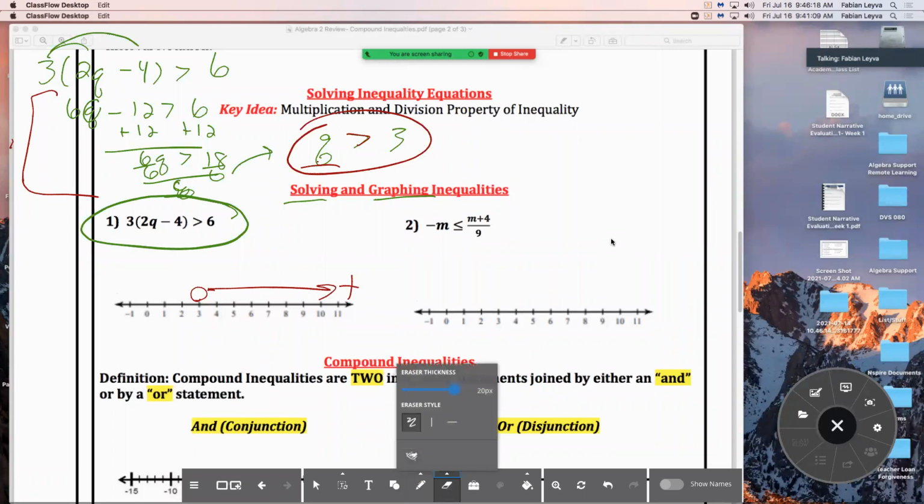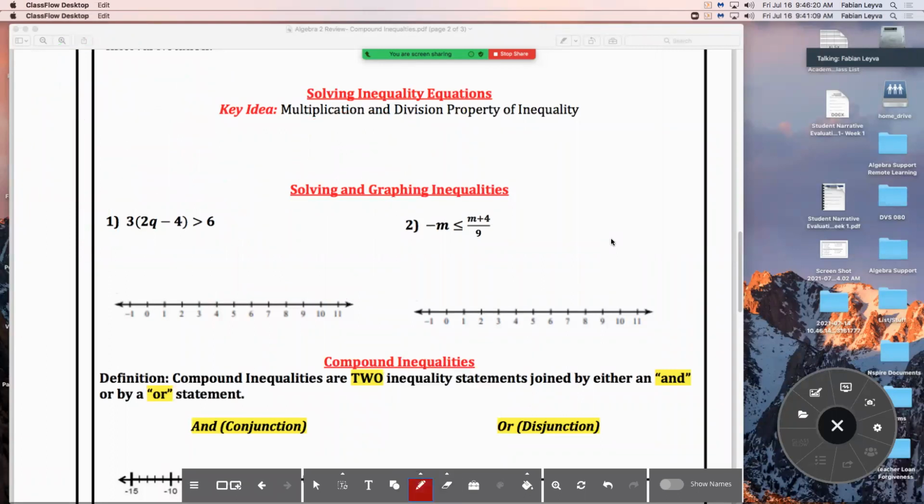All right, so I'm going to go ahead and erase all my work so that way I don't get things confused. So I notice here that I have a negative m is less than or equal to m plus 4 divided by 9. Now it is your job to solve this inequality. You need to find the m's that make this inequality true. And we're going to solve it just like an equation, but we're going to keep in mind that if we ever divide or multiply by a negative on both sides, we're going to flip our inequality.